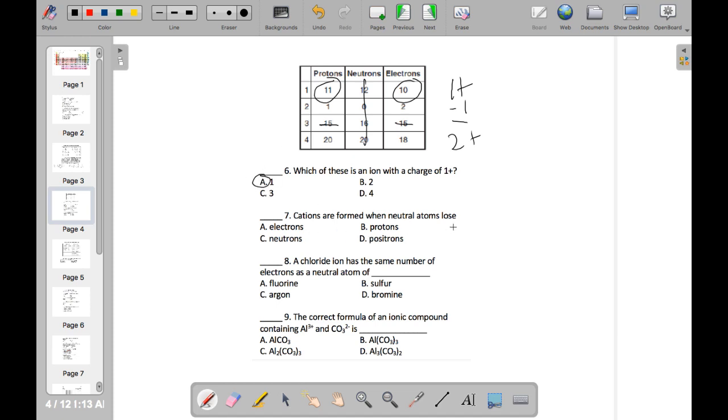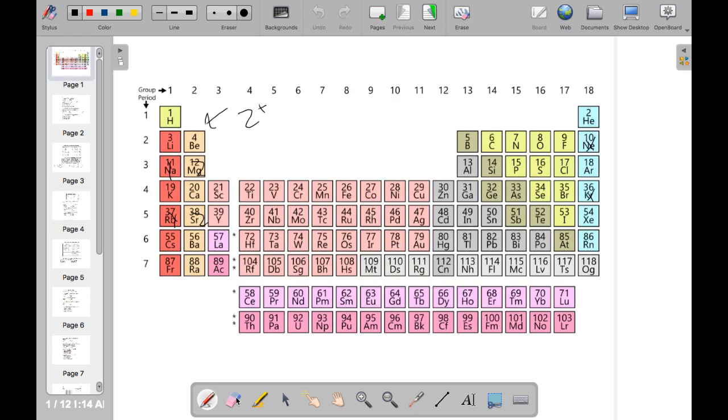Cations are formed when neutral atoms lose electrons. Anions are formed when they gain electrons. A chloride ion has the same number of electrons as a neutral atom of... Well, let's check out chlorine. Chlorine is right here, it's a halogen. So chlorine has 17 protons and 17 electrons. But it is likely to gain an electron to become chloride.